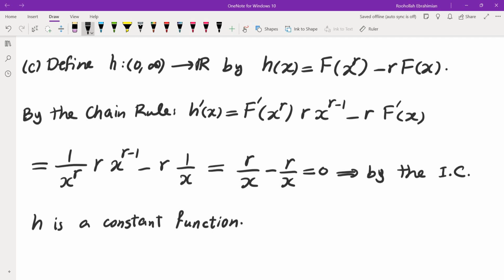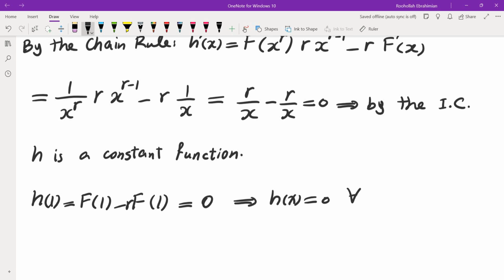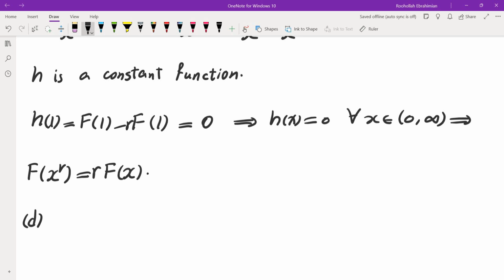Now let's plug in some value for X. So it makes sense to plug in 1. So that would be F of 1 minus R F of 1. And that's clearly 0. So that means H of X is equal to 0 for all X inside the domain, which is to say F of X to the R is in fact R F of X. So this completes the proof of this part of the theorem.